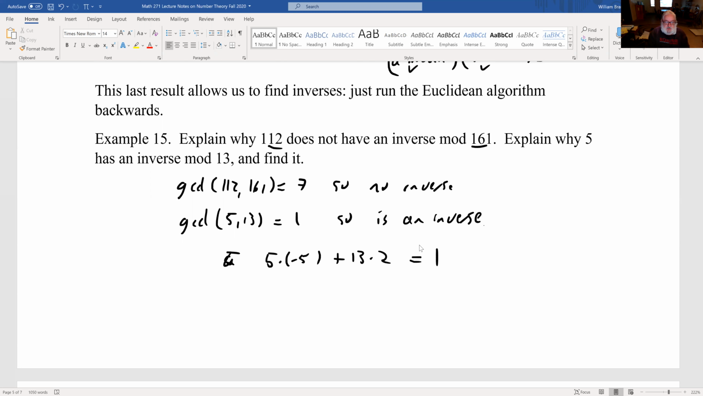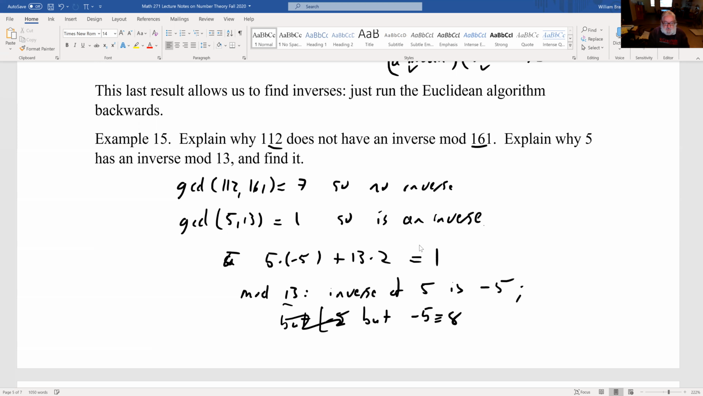So if we're thinking mod 13, the inverse of 5 is minus 5, but we don't want to use negative numbers. We want to use numbers only between 0 and 12. And so minus 5 mod 13 is equivalent to 8 mod 13, because minus 5 plus 13 is 8. So 8 is the inverse.